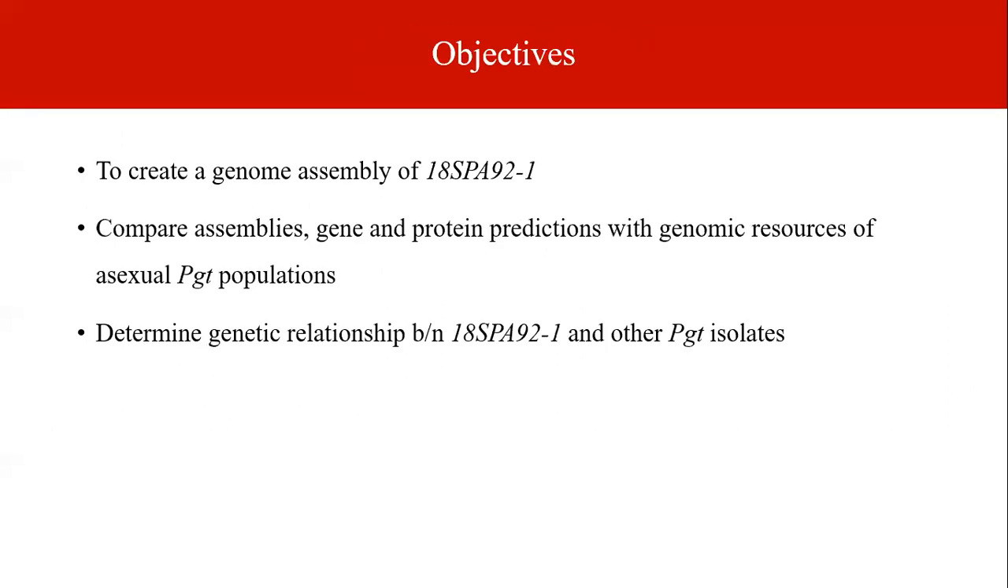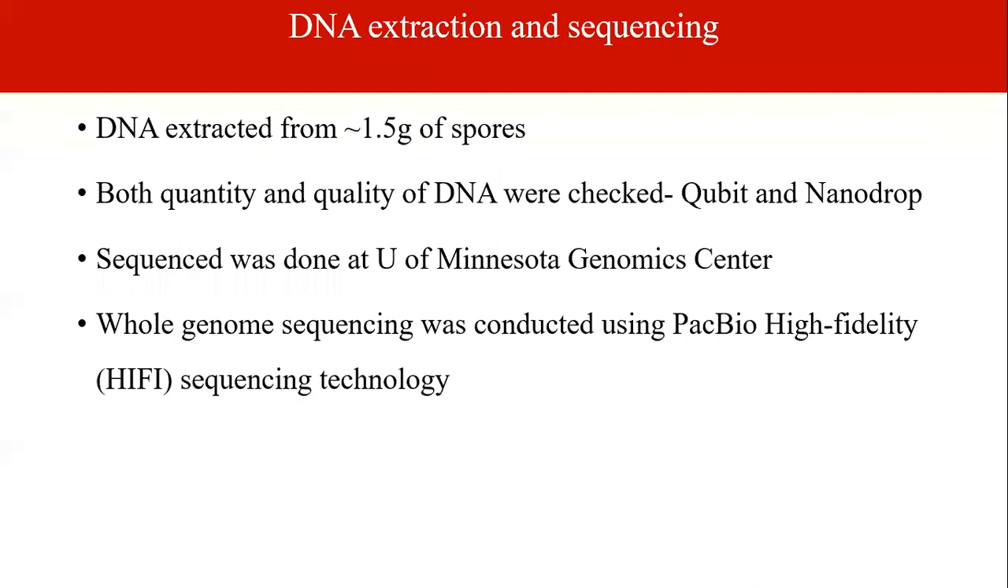The objectives of this study were: 1, to create a genome assembly of 18SPA92-1. 2, to compare assemblies, gene and protein predictions with genomic resources of the asexual PGT population. And also to determine the genetic relationship between 18SPA92-1 and other PGT isolates.